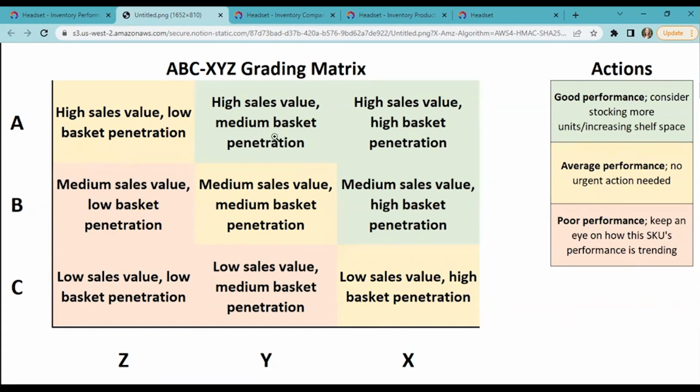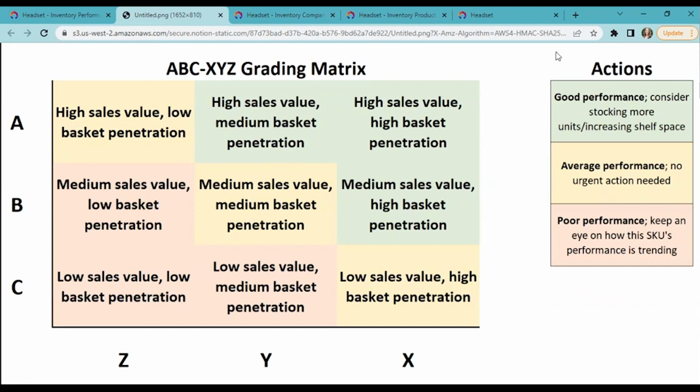And then you have those higher sales value categories that are going to be good to pair with those lower priced items, which will drive a little bit more high sales value and high basket penetration. And then low sales value, low basket penetration, those are going to be your poor performers. So again, we're breaking up into good, average, and poor.